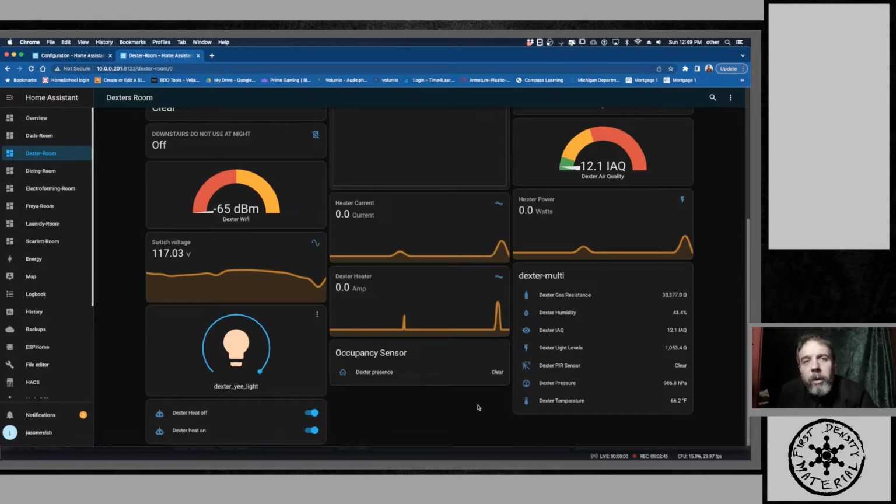Alright, so what we're going to be doing is looking at the automation for this, what sensors you'll need for it, and then how to write the automation for it.